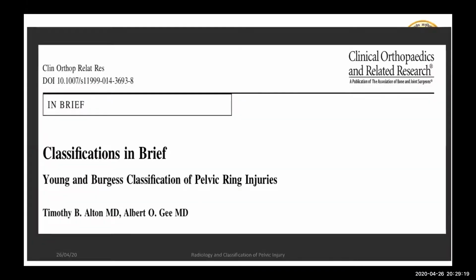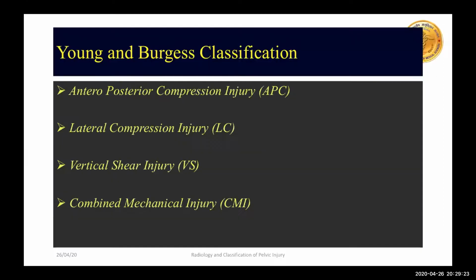Rather than going into different classification systems, I will talk about just the one, which has become one of the gold standards, as it explains what exactly we are dealing with. The Young and Burgess classification was instituted in '96, and it classifies pelvic injury into 4 types: the APC, or anteroposterior compression type, the LC, or lateral compression type, the vertical shears, and the combined mechanical injuries.